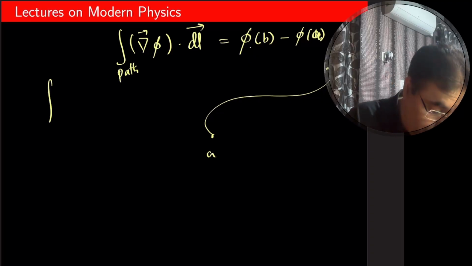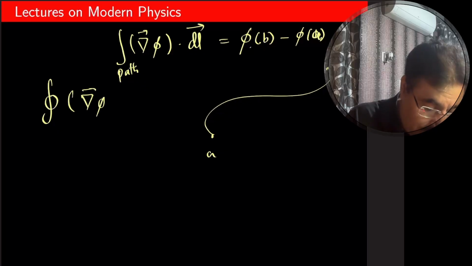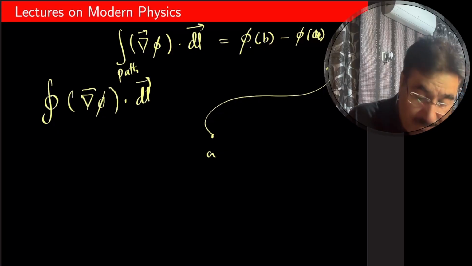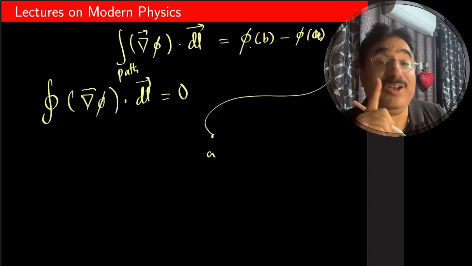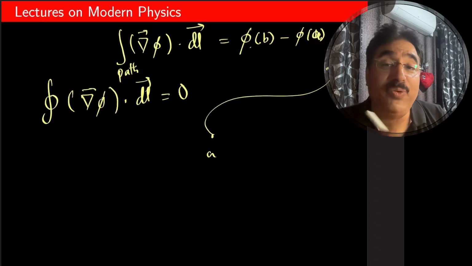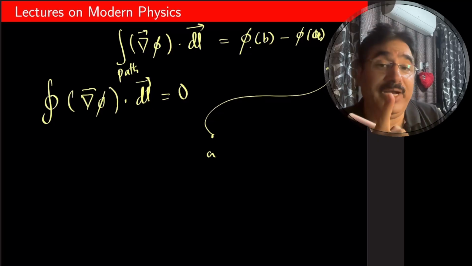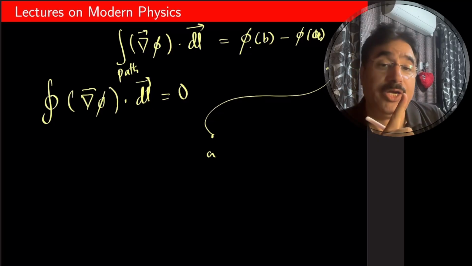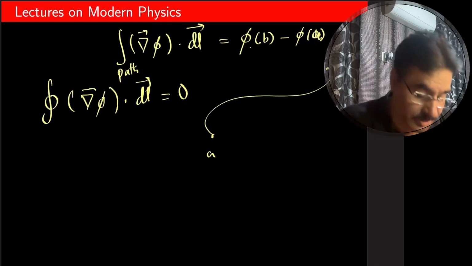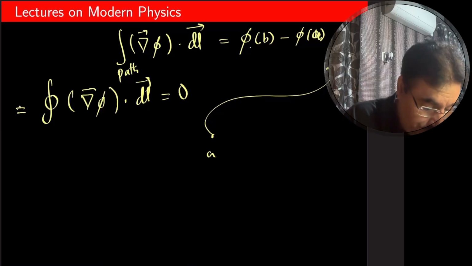So if you take a loop integral here, that would be an interesting mathematical idea. I take the loop integral of the gradient. What do you think it should be? You are coming back to the original position, so it will be 0. So that means the loop integral of the gradient is 0. If you take the gradient and integrate over a closed loop, you should get 0. Very important result. Remember that. So this is my first theorem.